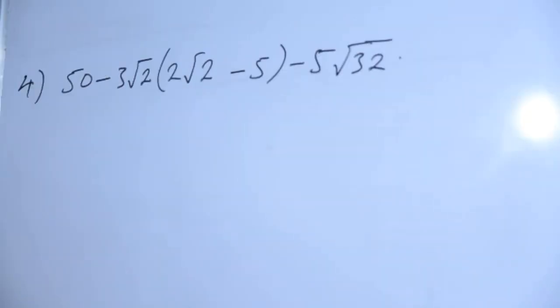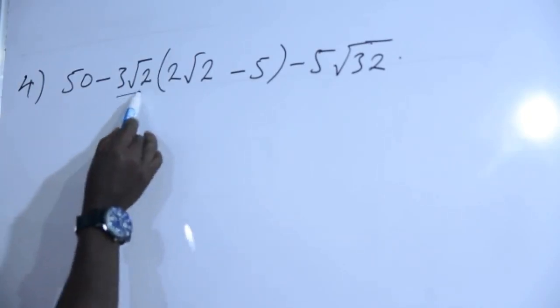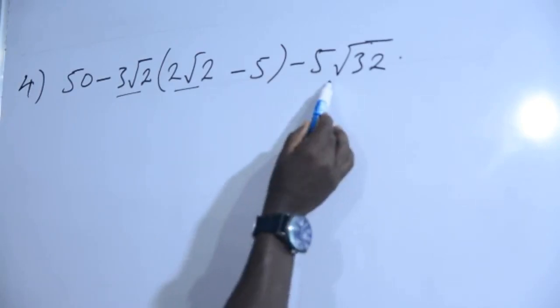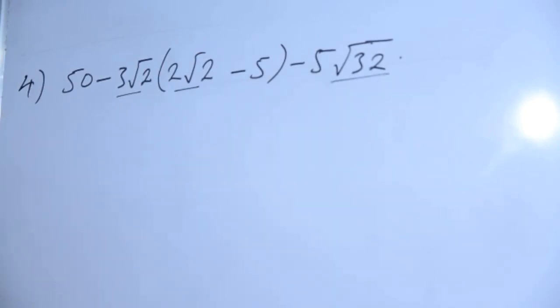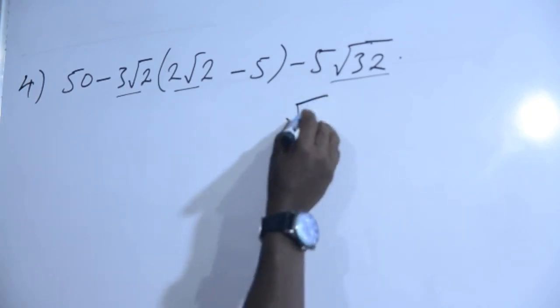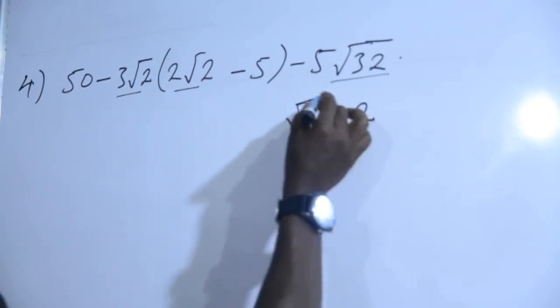Right, and number 4 here, we will check this one is in basic form, this one is in basic form, but this root 32 is not in its basic form. So therefore, we have to convert it to its basic form, and we know 32 is 16 times 2, right?